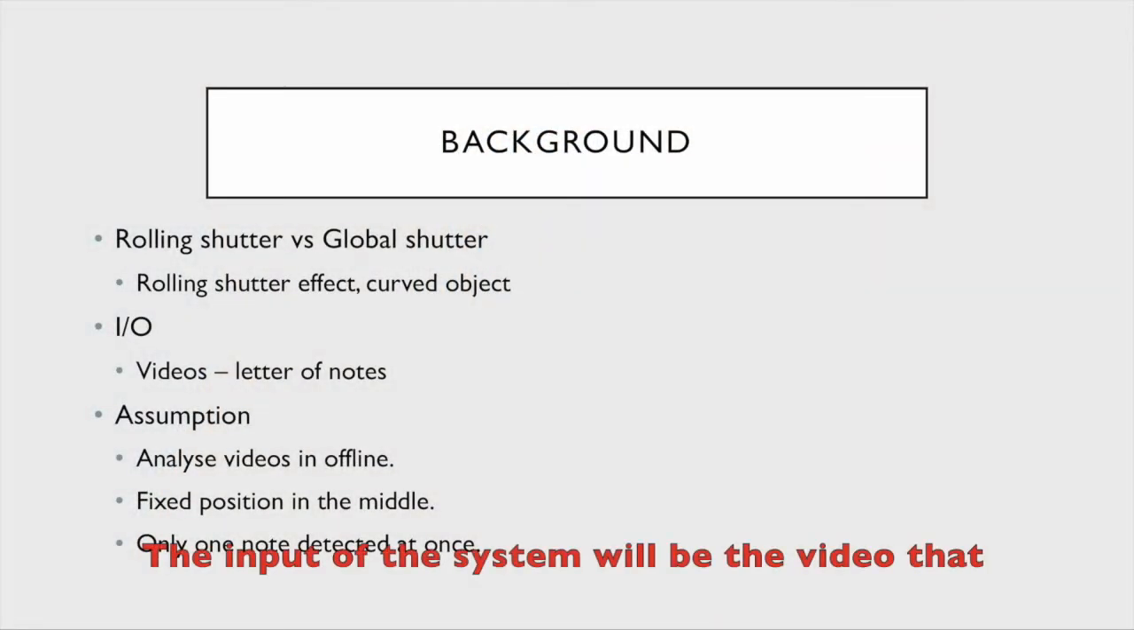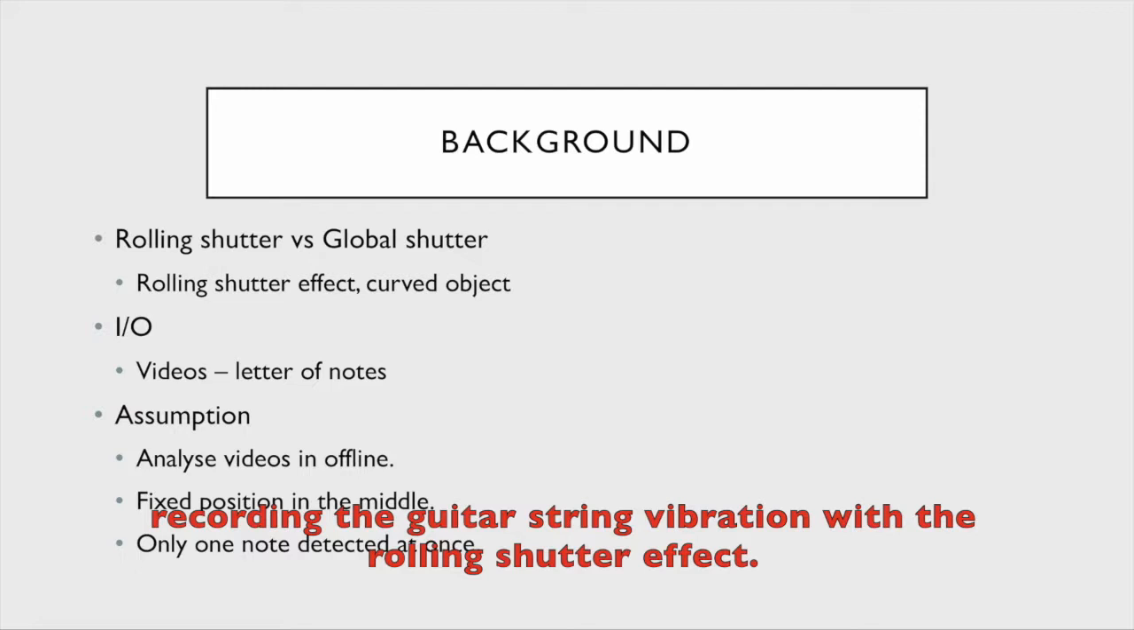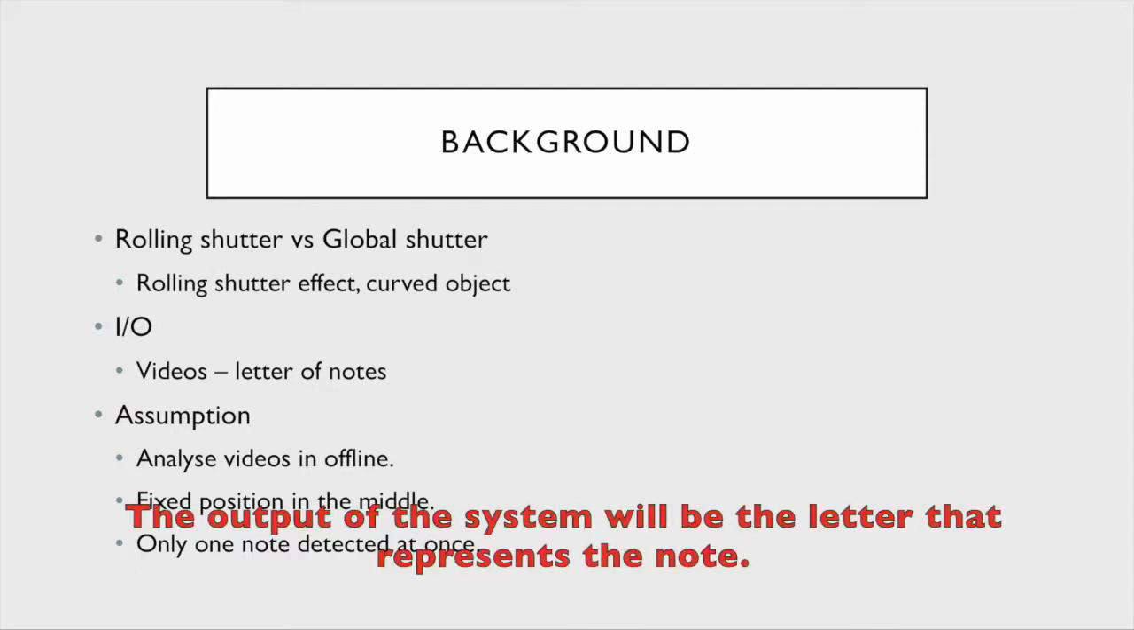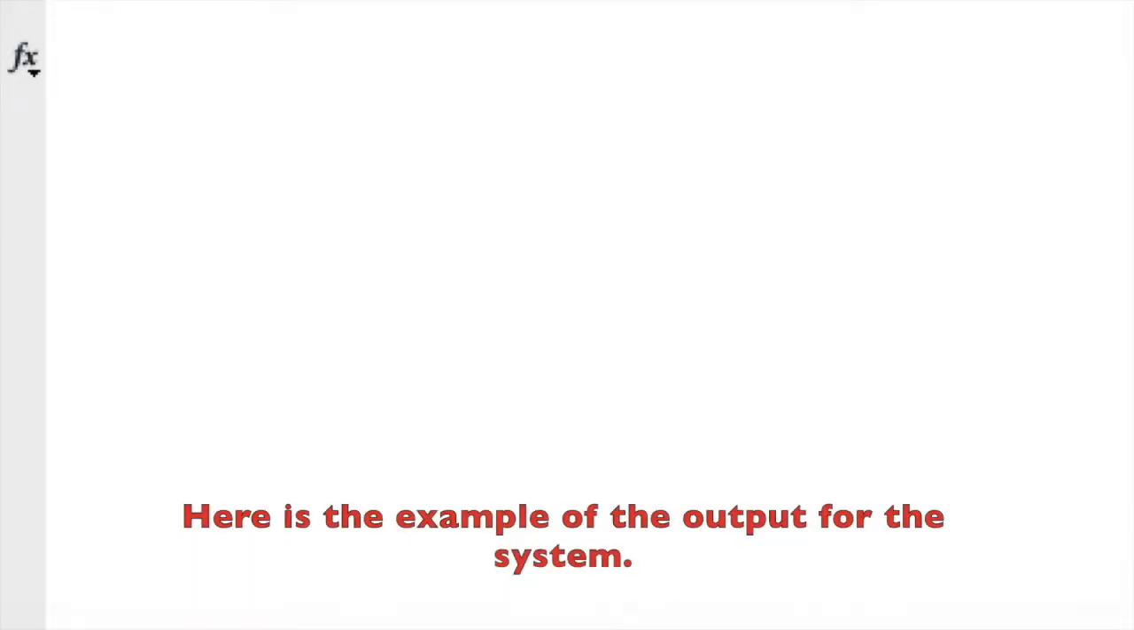The input of the system will be the video recording the guitar string vibration with the rolling shutter effects. The output of the system will be the letter that represents the notes. Here is an example of the output for the system.